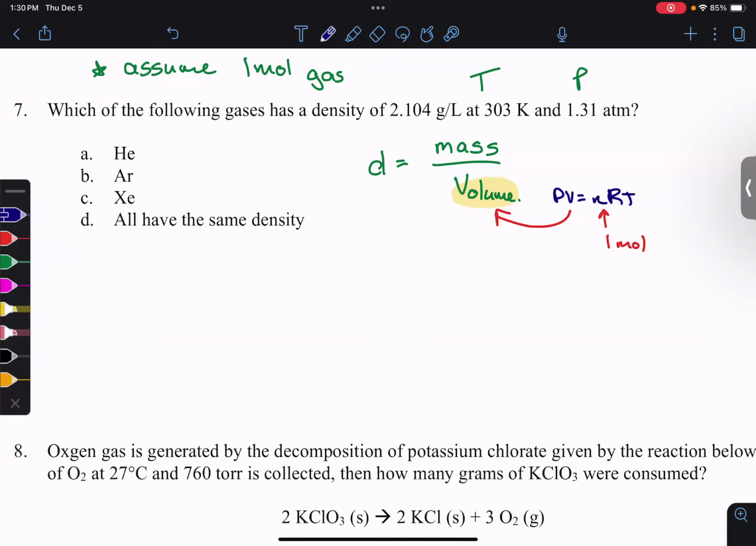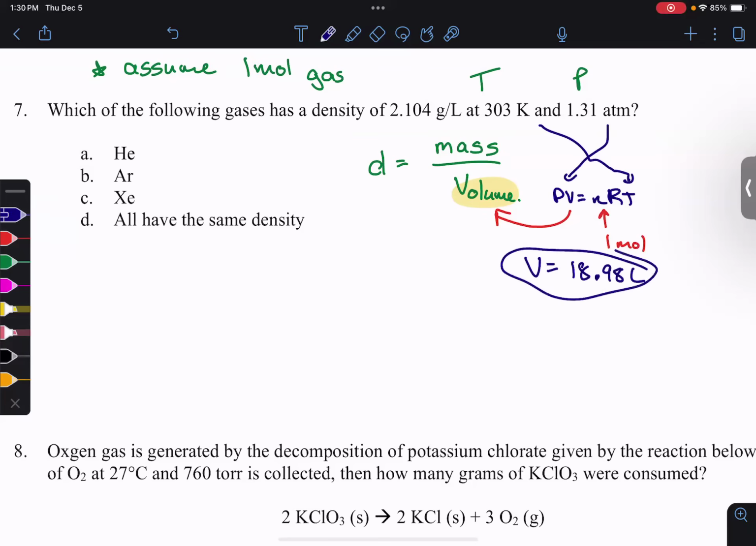So if we actually do that, if we plug in this temperature, if we plug in that pressure, we get that the molar volume is equal to 18.98 liters, right? So we can actually do this very, very simply. Once we get that volume of 1 mole of gas, we can calculate the density of all of these gases real quickly. The density of helium is going to be the mass of 1 mole of helium, about 4.003 grams over that volume we just got, 18.98 liters. So we see that this number does not equal the 2 grams per liter that we're trying to get.